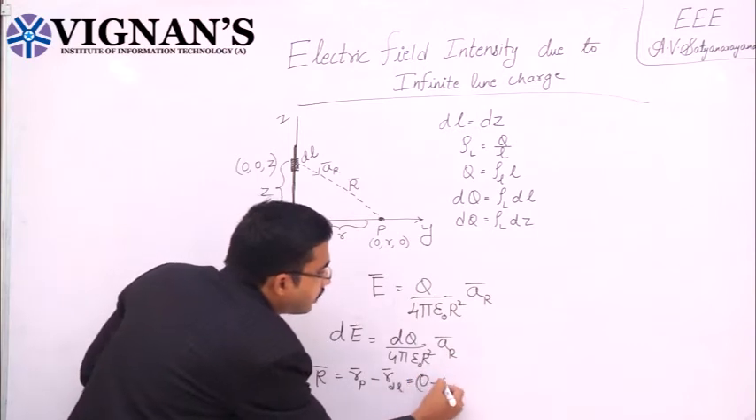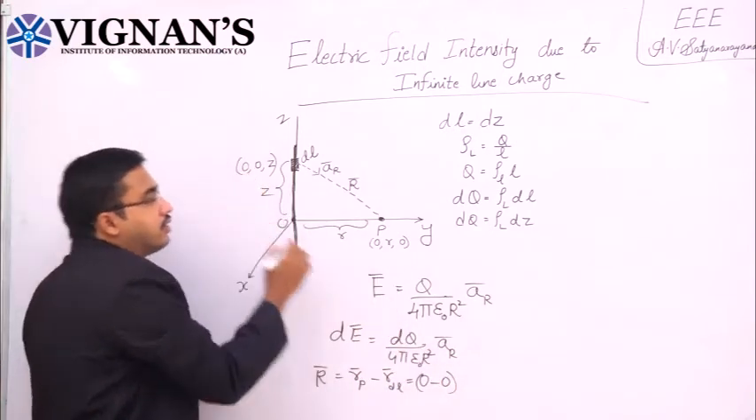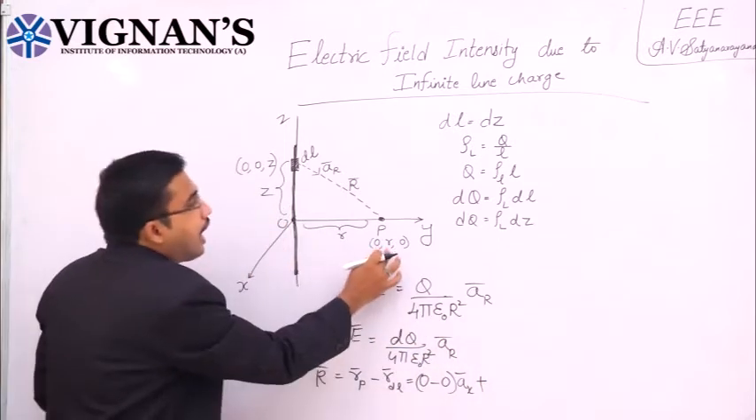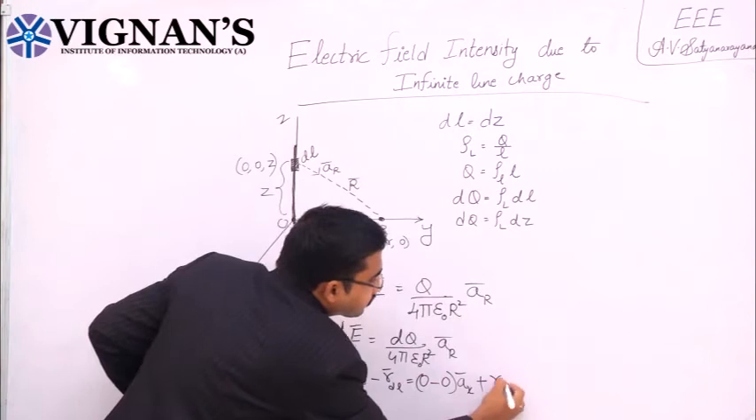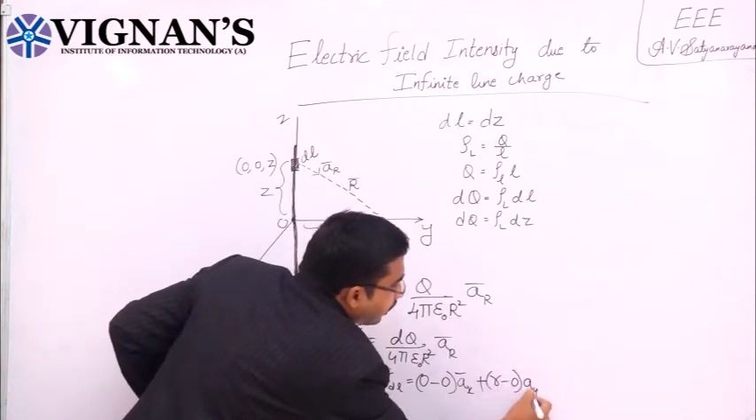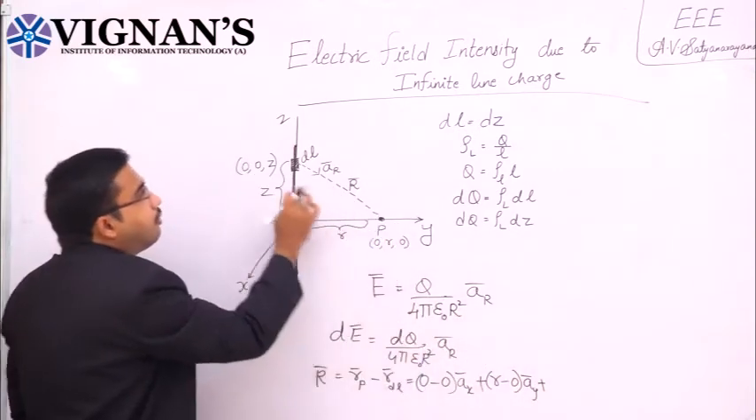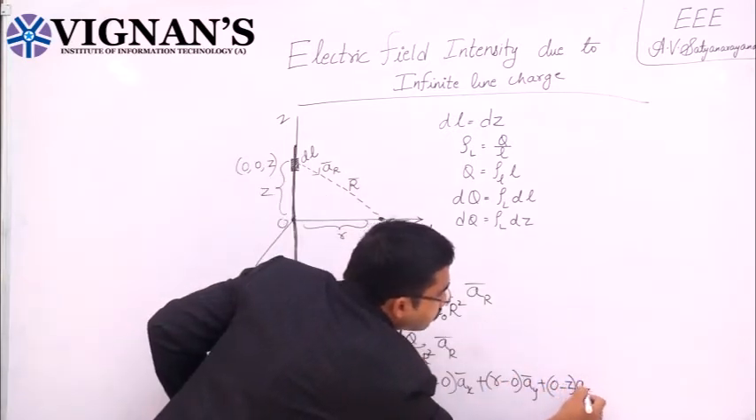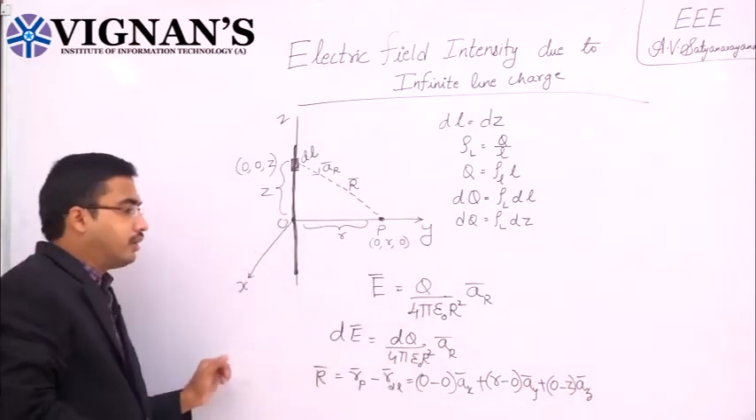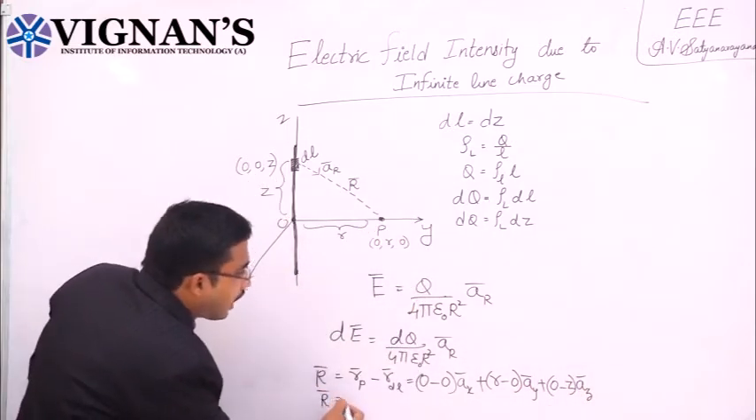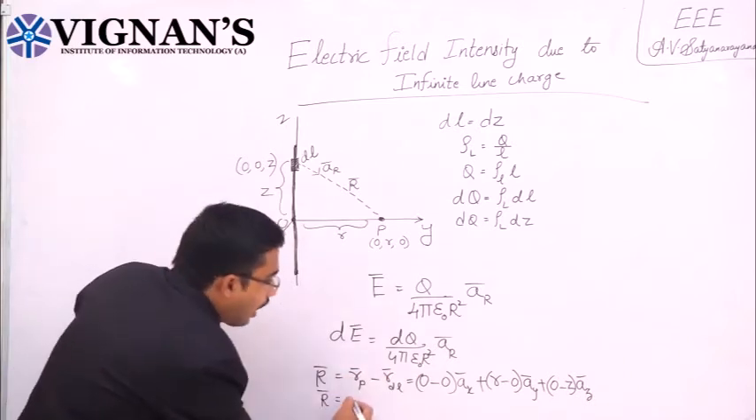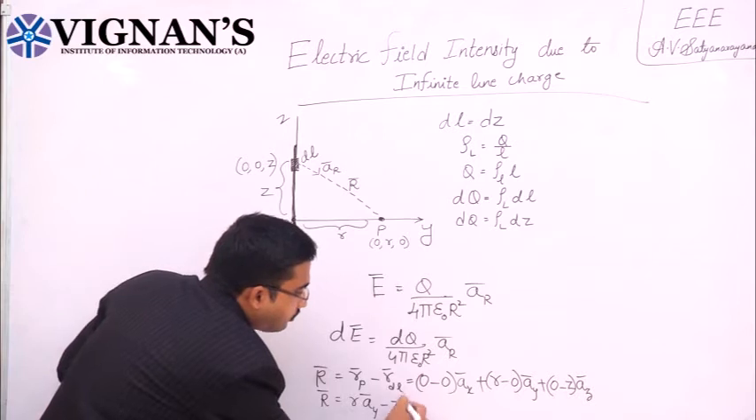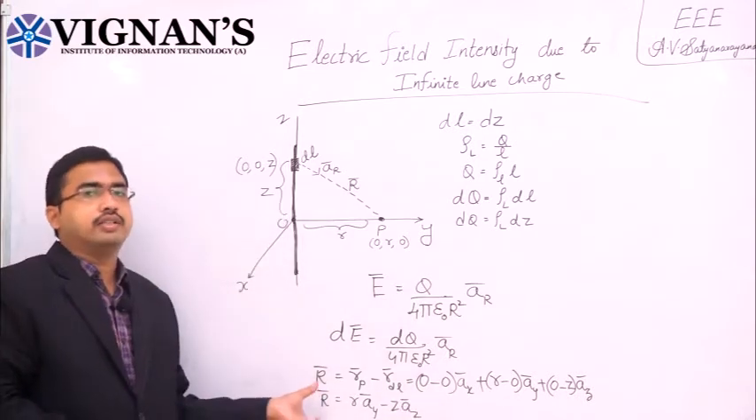So, 0 minus 0, because x coordinates are zeros only, into the unit vector in x which is ax bar, plus r minus 0 into ay bar, plus 0 minus z into az bar. Okay. Now your distance vector r bar will be r ay bar minus z into az bar. This is your distance vector.